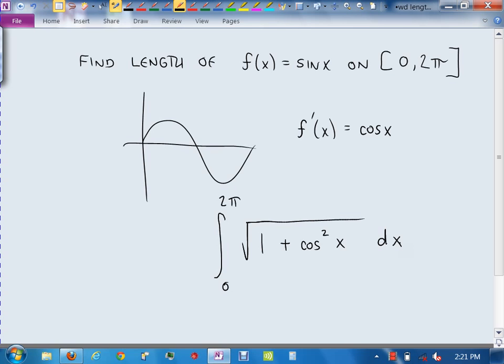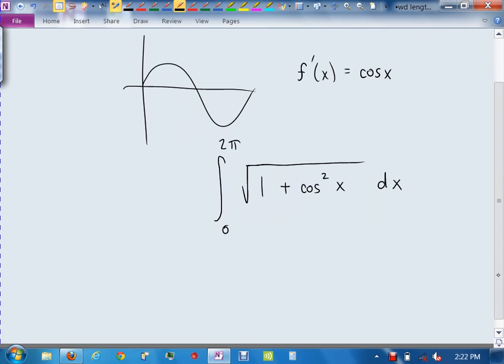Uh-oh. Well, it's already in trig form. It would be nice if it was 1 minus. Oh, yeah, we wish this was 1 minus, didn't we? If that was 1 minus cosine squared x, that would be sine squared x, the square root of sine squared x would be sine, and we'd be in business. But it's not.